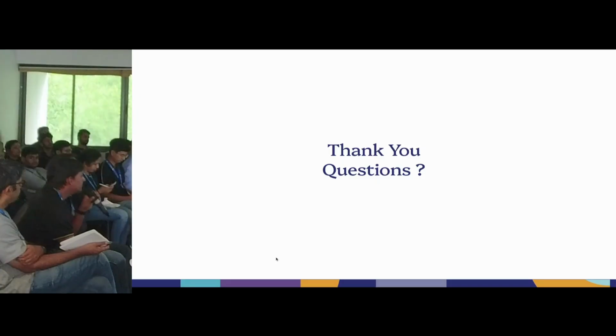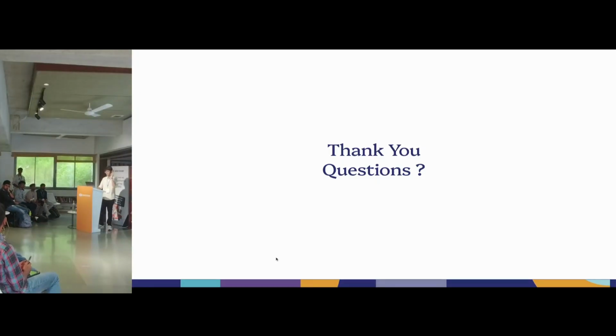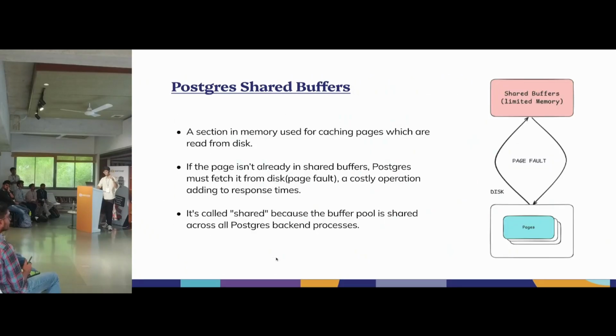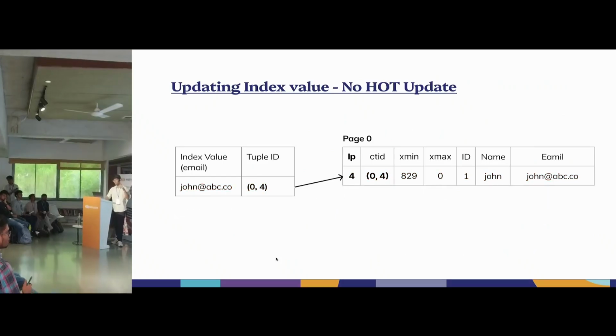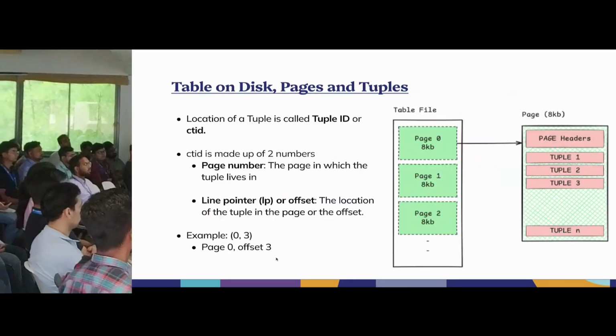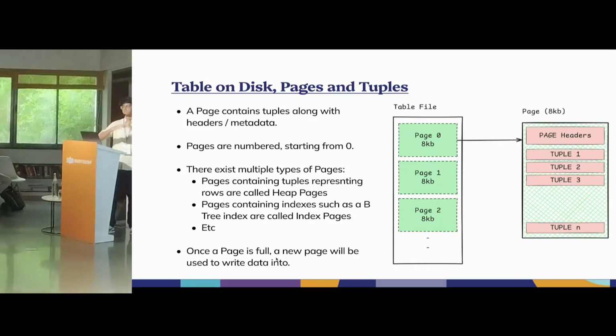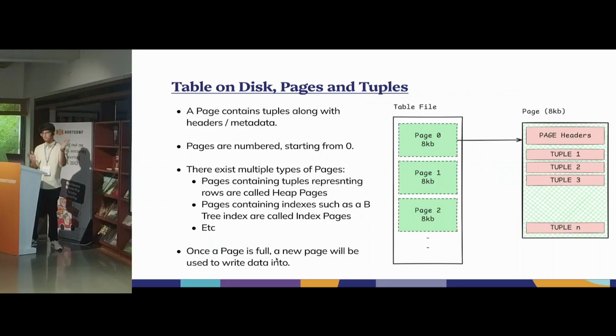Does Postgres allow a tuple to span more than one page? Yes, it does. As we said here, a page is only 8 kilobytes. Let's say each row exceeds 8 kilobytes, Postgres will actually split the tuple into multiple pages. It's called toasting. So Postgres will toast the tuple into multiple pages.